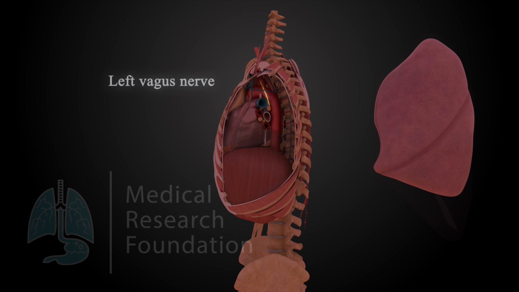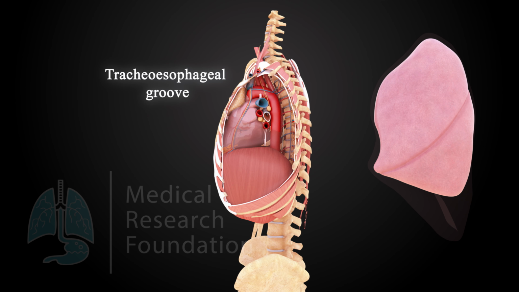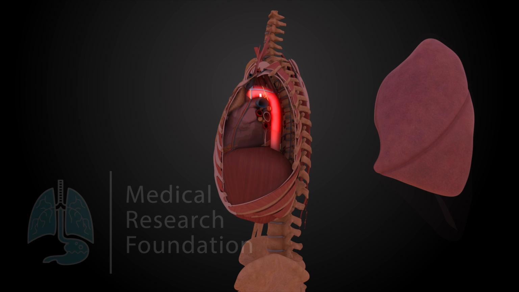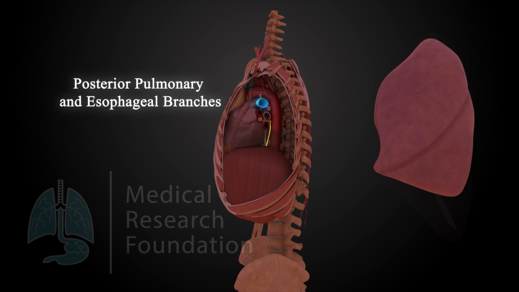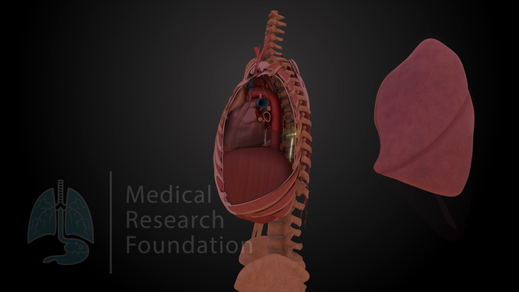The left vagus nerve is held away from the trachea by the aortic arch. Here, it gives recurrent laryngeal branch, which hooks under the aortic arch, ascends up into the tracheoesophageal groove. Below the aortic arch, the vagus nerve runs behind the lung root and breaks up into posterior pulmonary and esophageal branches. The position of sympathetic trunk and splanchnic nerves is similar to those of the right side.